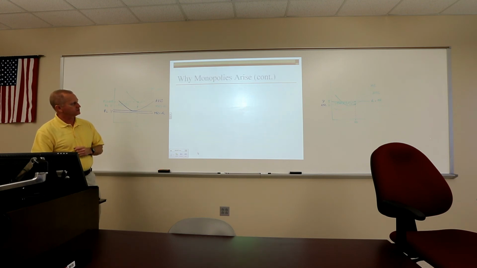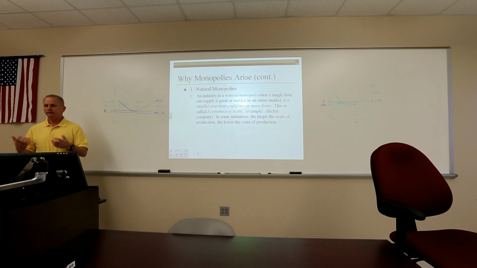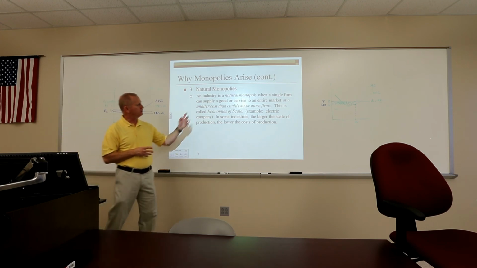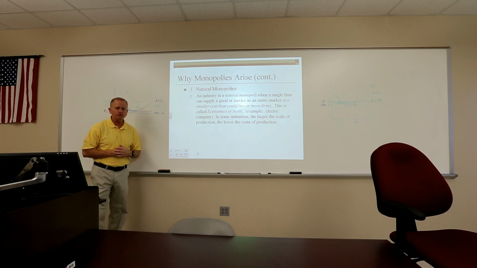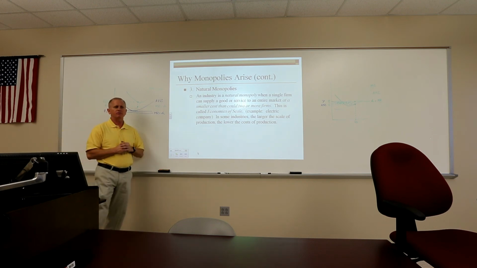There are two other causes. Natural monopolies. Natural monopolies are like the big utility companies, the electric company, like FPL. A single firm can supply a good or service to an entire market at a smaller cost than two or more firms. This achieves economies of scale. We haven't talked much about economies of scale. Or have we? Yes, we have. It was in that previous chapter on cost.